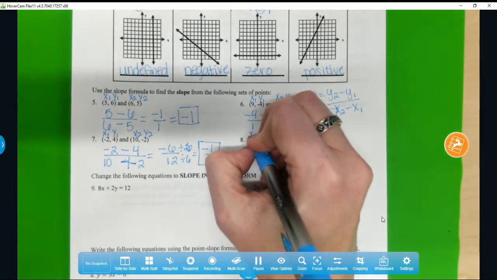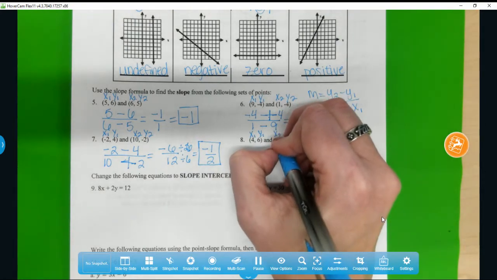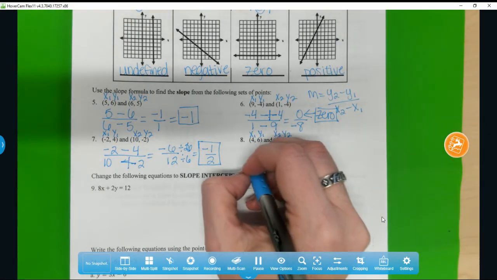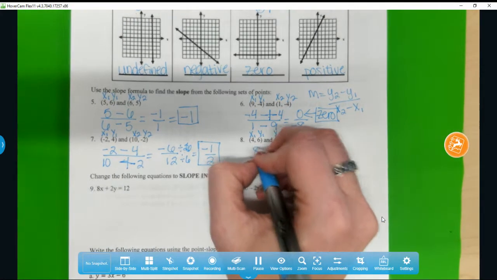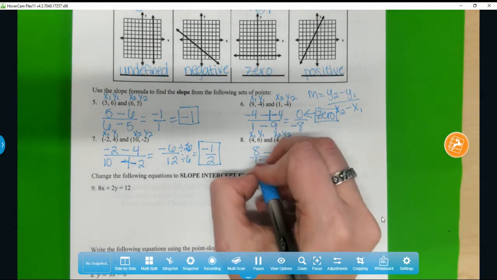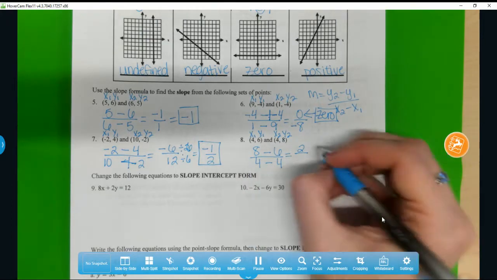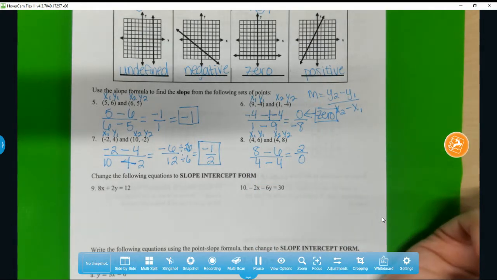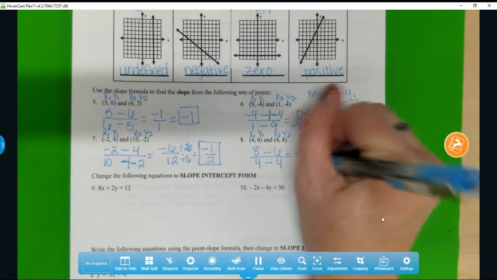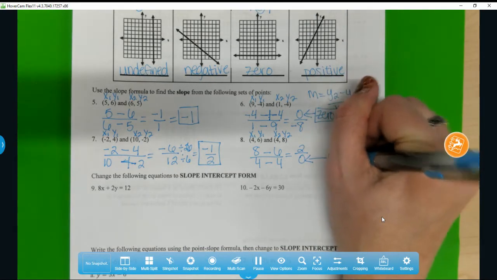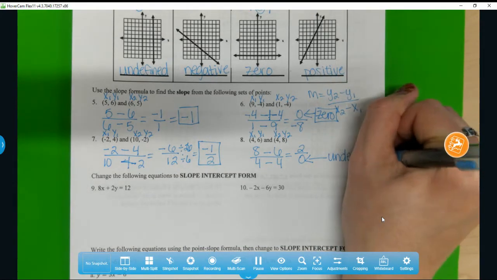Okay, last one, x1, y1, x2, y2. So we have 8 minus 6 at the top, 4 minus 4 at the bottom. So 8 minus 6 is 2, 4 minus 4 is 0. Remember, when the 0 is at the bottom, it's undefined.